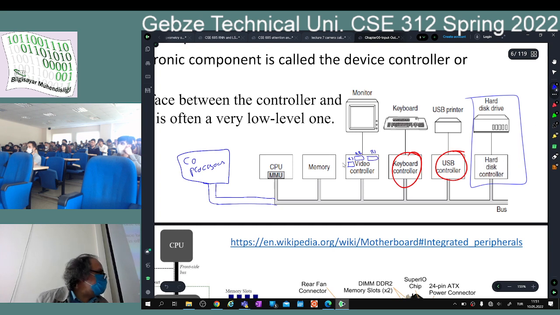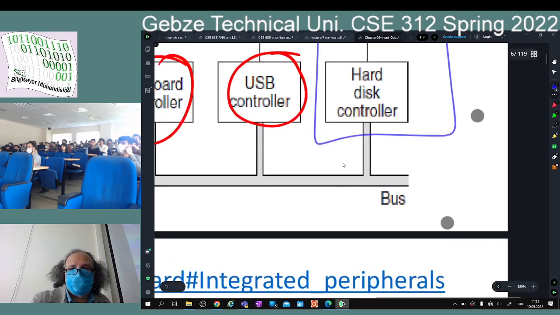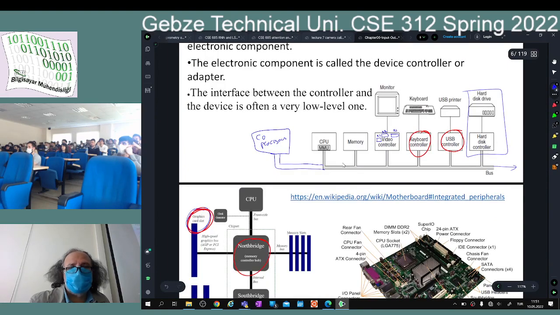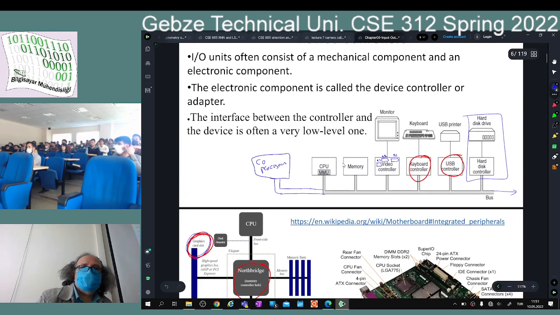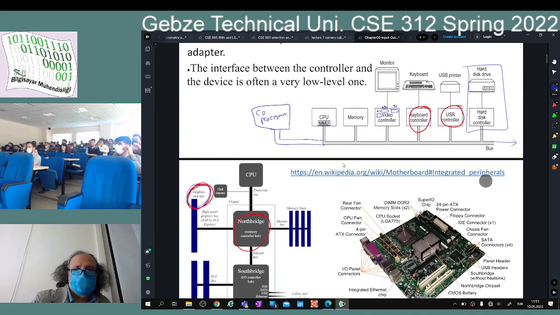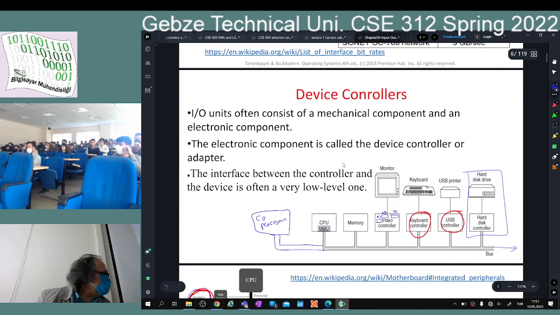You don't have any networking stuff here? Networks is not I/O? Well, see, this bus is continuing. I don't know, maybe they have it. I mean, this is just a concept. Okay, this is a more realistic picture. If you need more information, go to Wikipedia.